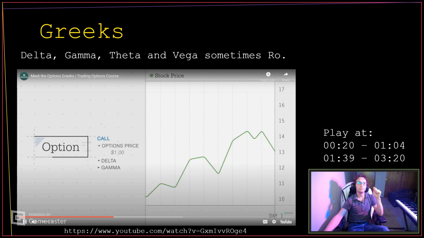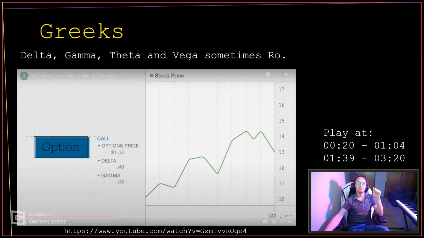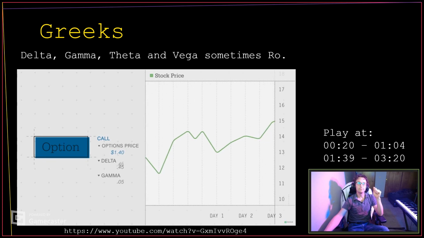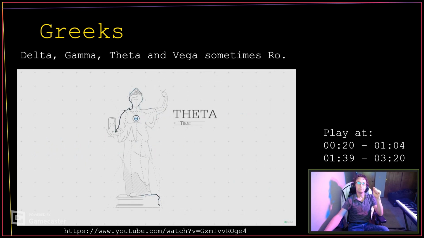If an option has a delta of 0.40 and a gamma of 0.05, the premium is expected to change 40 cents with the first dollar move in the underlying. Then, to figure out the impact of the next dollar move, simply add delta and gamma together to find the new delta, 0.45. Let's move on to theta, the Greek of time decay.